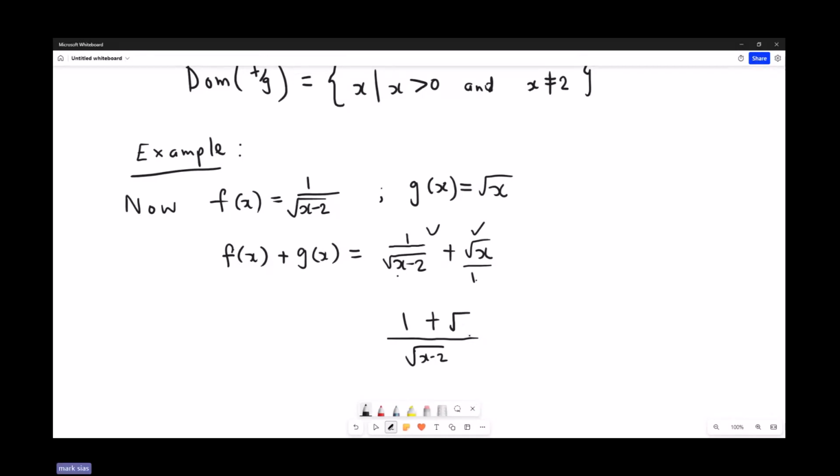I wonder if my pen is doing this now. Let me just do this guy, sorry. Just extend this fraction line. Okay.